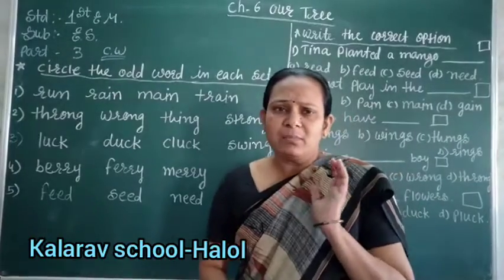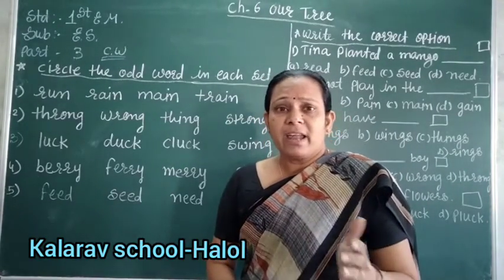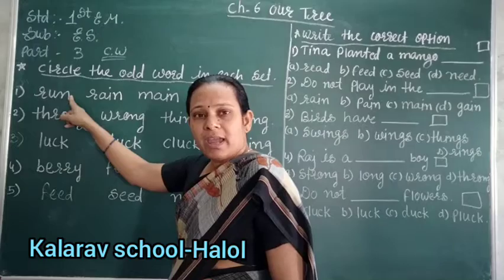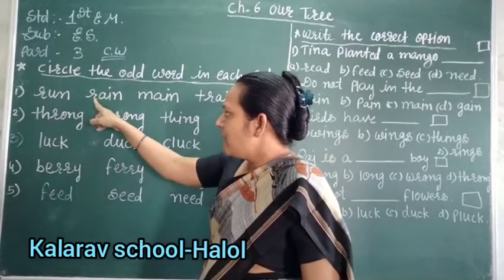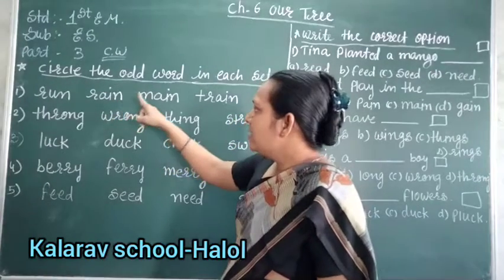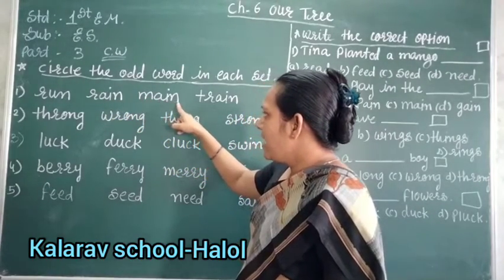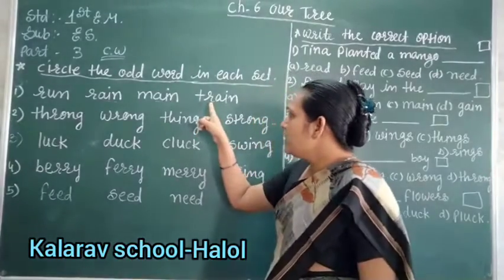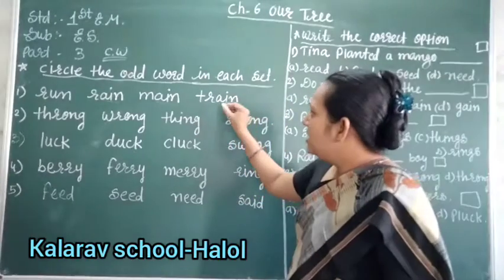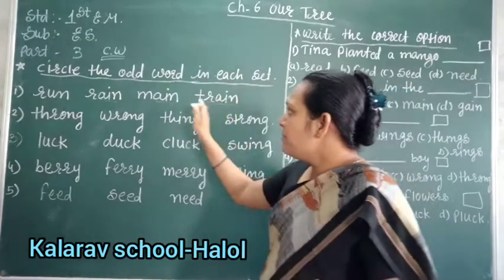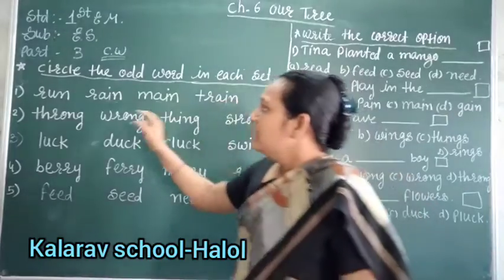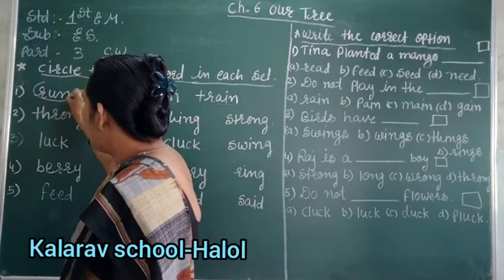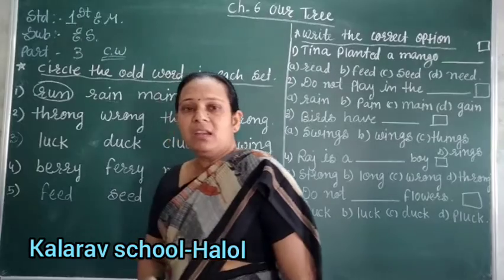Now, it is a very easy method to find out which one is the odd one and which one is the same. Just look here. First number R, U, N. Then second R, A, I, N. Third M, A, I, N. That means here R-A-I-N, M-A-I-N is the same, right? Again here T-R-A-I-N, that means the A-I-N remains the same in the last three words. And R-U-N, run, is the different one. It is the odd one. So we have to circle R-U-N, run.